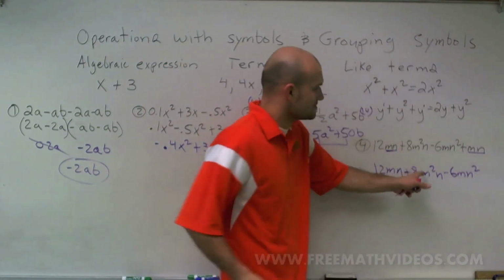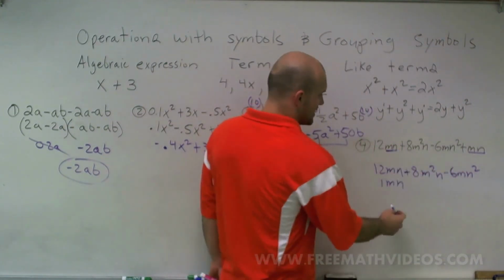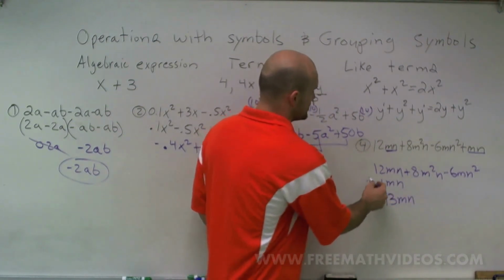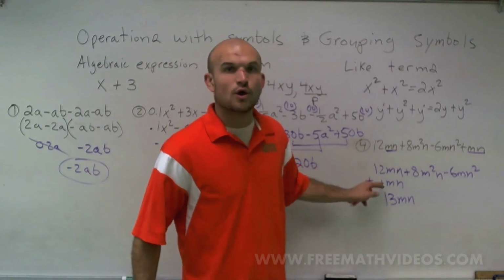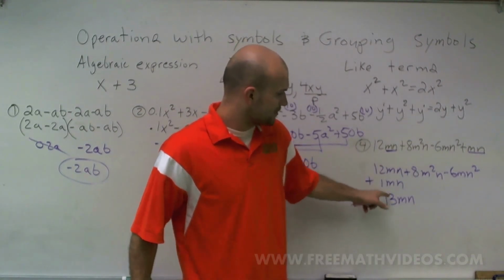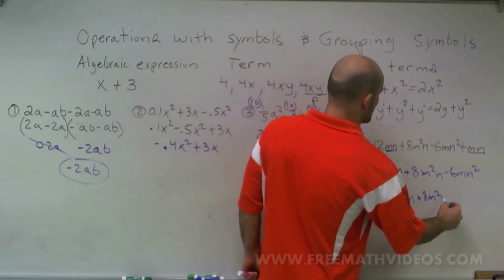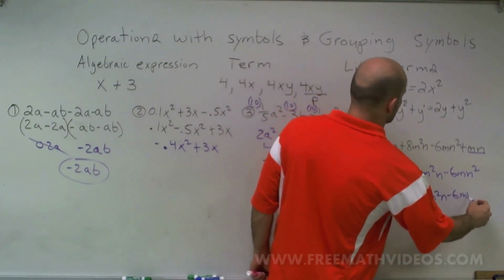Well, there's no other terms. These terms are not the same. So I combine these together. So my final answer is 13mn. So what you can do is take your like terms and just put them over each other and then add them up. So 13mn, then plus 8m squared n minus 6mn squared.